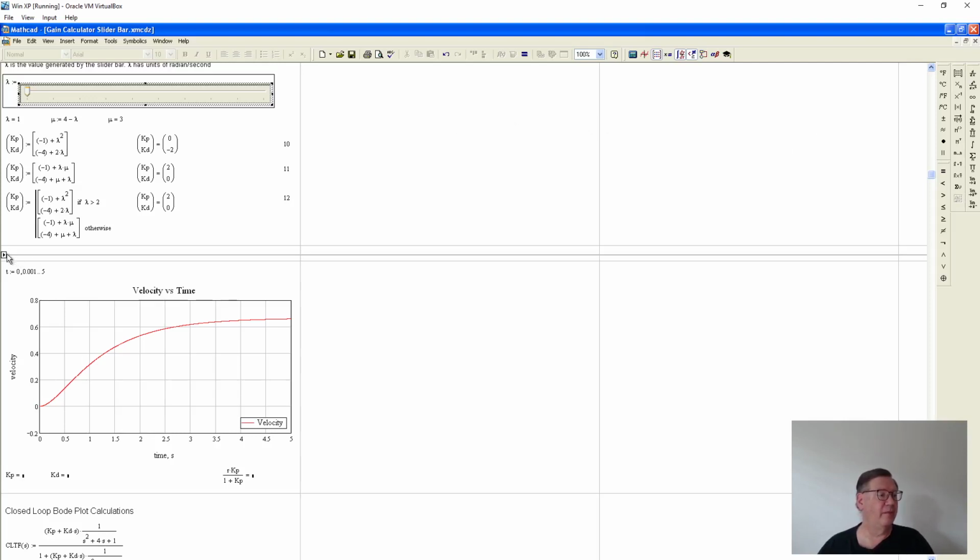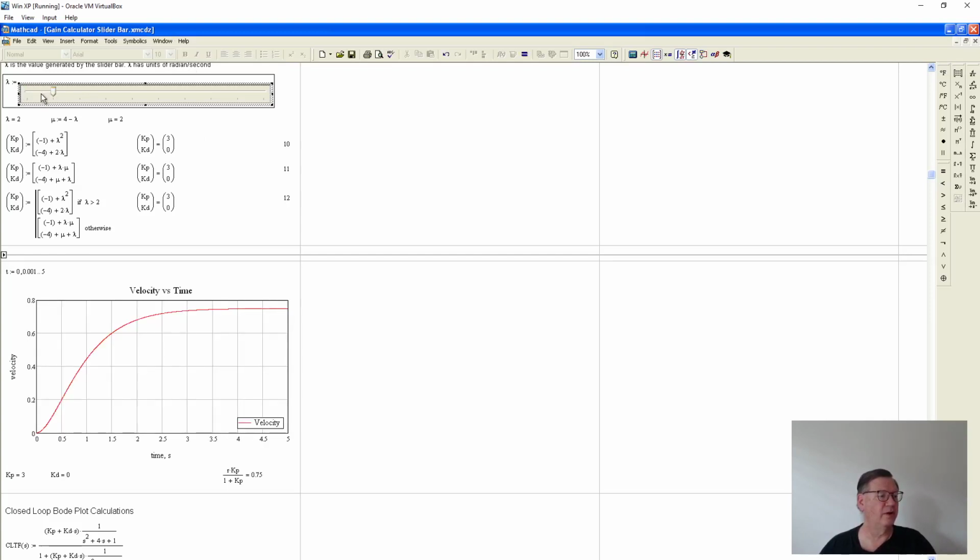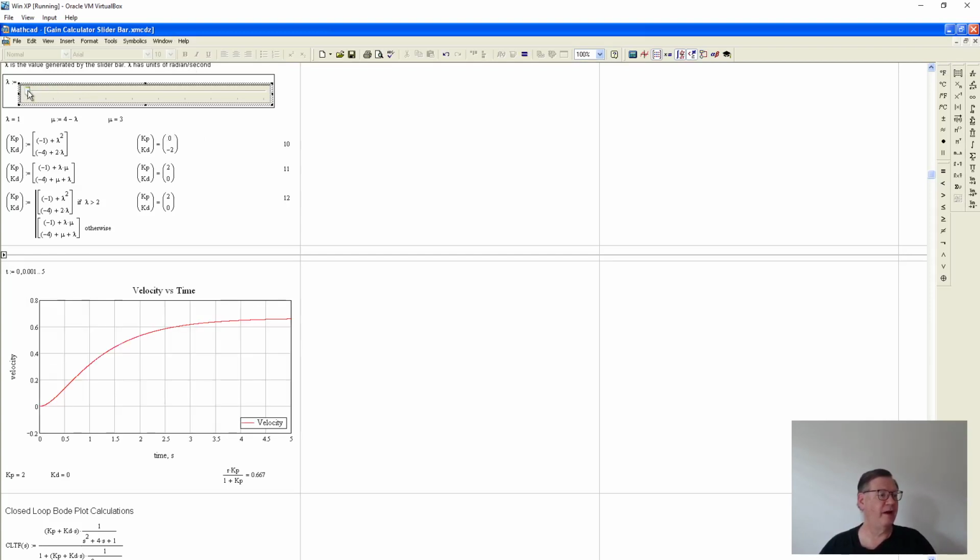There's a bunch of calculations in here which are the same as a previous video, so I'm not going to display them again. But what I want to do is show the response as I move this slider bar. So let's see if I can move it. There we go. So we start out with a very slow response, and first thing, the gain doesn't even get up. The steady state gain is only 0.66, and it takes a long time, many seconds, to get up to 0.66.